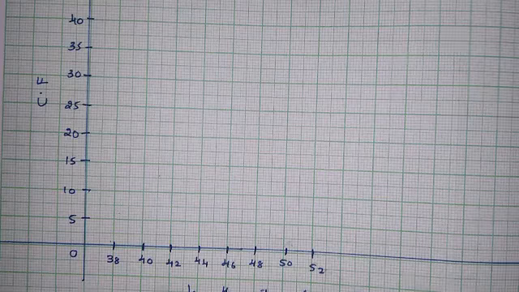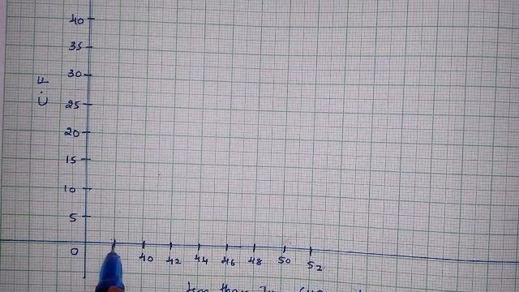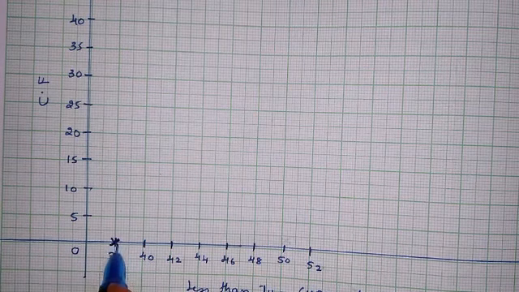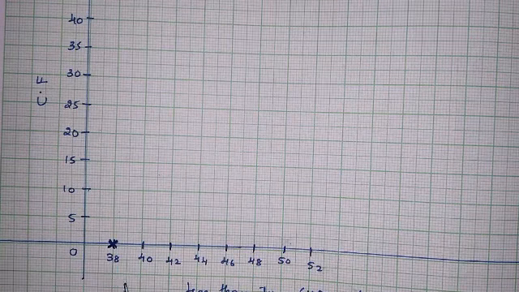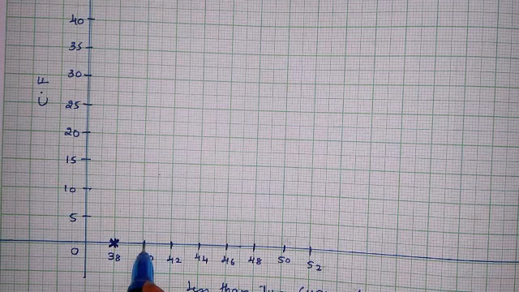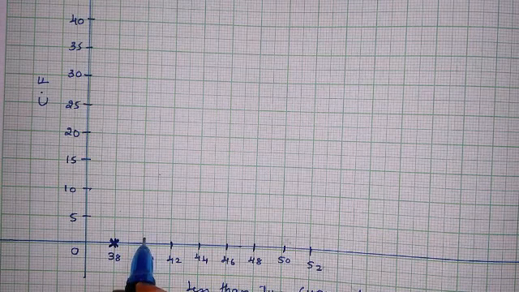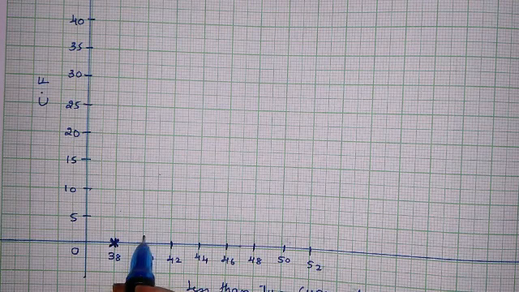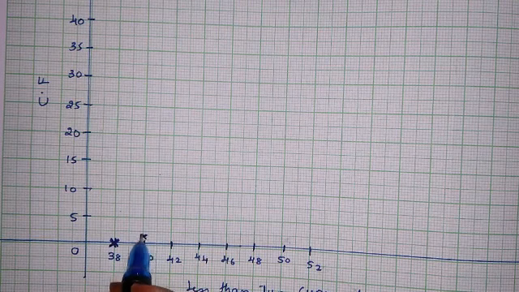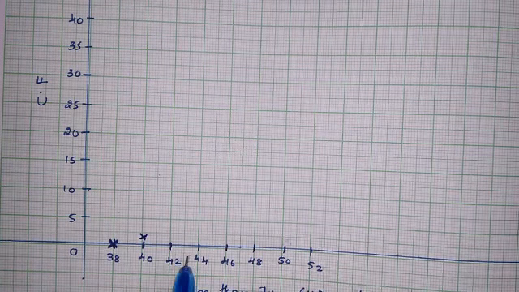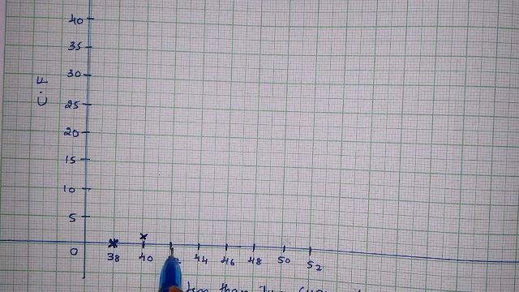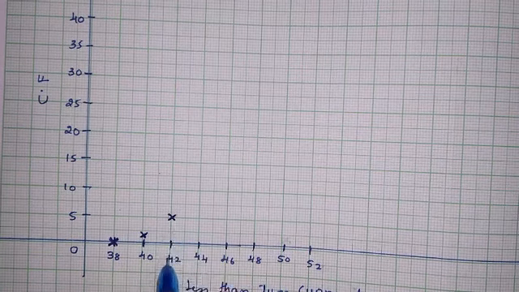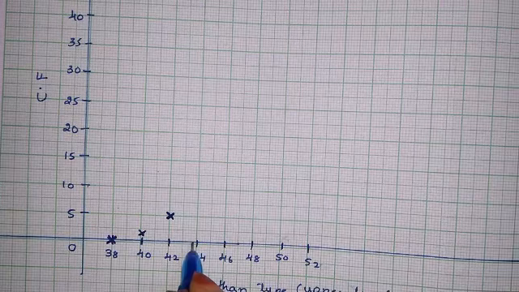First is 38, 0. This is x-axis 38, y-axis 0. This point only is the first point. Second, 40, 2. 2 is on the second line. Okay. Let me write here. Next, 42, 5. 42, 5 here. In the 42 line, 5 is here.